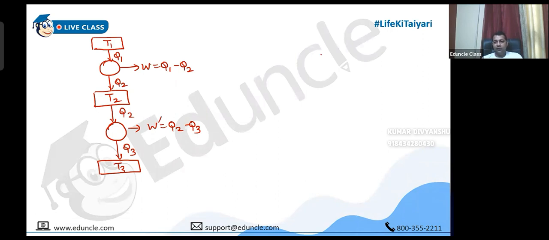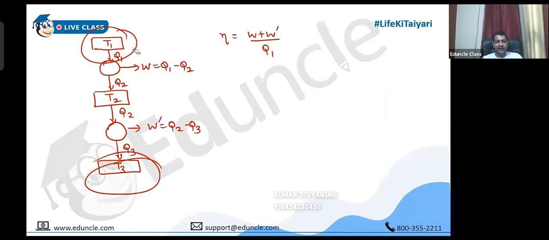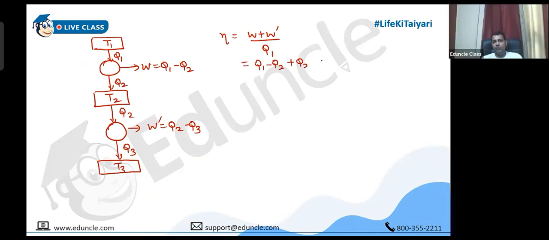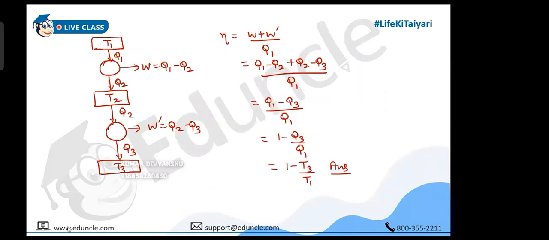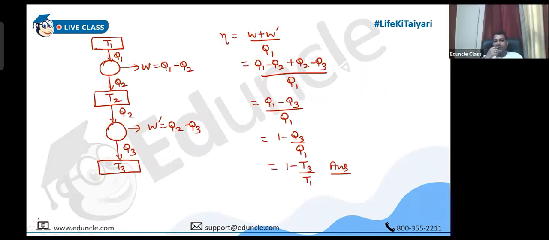Clear? Now, if I try to calculate the efficiency, what will be the efficiency? Total work done is W plus W dash, and the heat taken is Q1. W is Q1 minus Q2, W dash is Q2 minus Q3, over Q1. Q2 will get cancelled. So I'm left with Q1 minus Q3 by Q1, and it is nothing but 1 minus Q3 by Q1. And we know that Q3 by Q1 will be equal to T3 by T1. So here is the answer. Clear? Yes, sir.